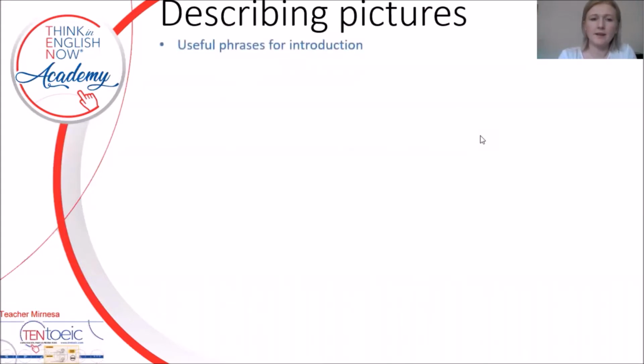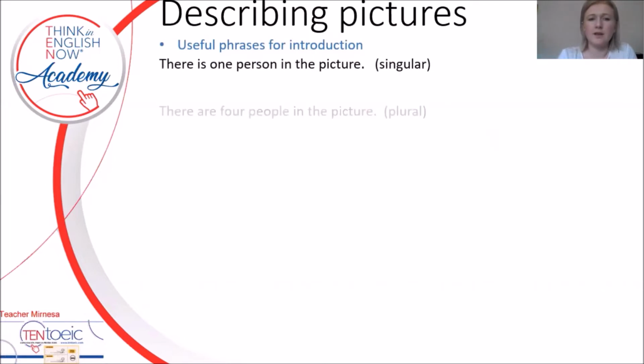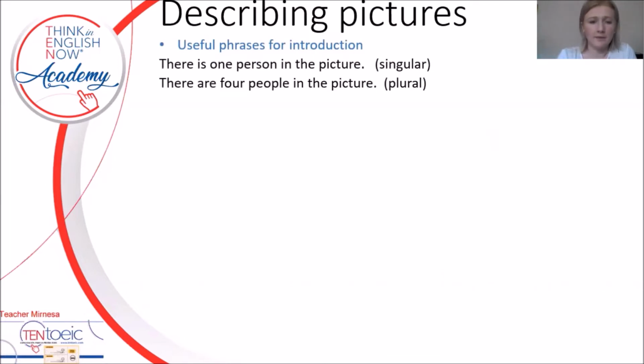Let's start by giving some useful phrases for introduction. We can introduce by saying there is or there are. For example, we can say there's one person in the picture if we talk in singular, or there are four people in the picture if we talk in plural. We can also say something like this picture shows, you can see, or I see.